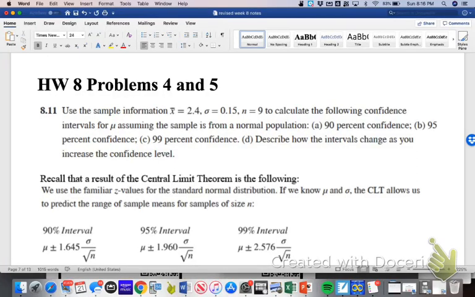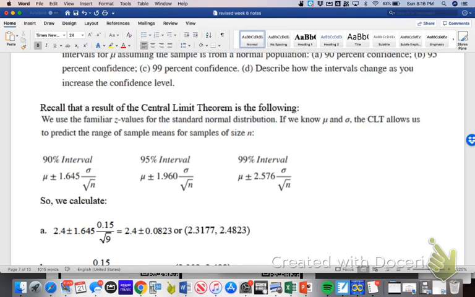Okay, problems 4 and 5 are going to look pretty familiar because they're very closely related to problem number 3. We're going to use those same familiar z-scores, and again, I got these straight out of the book. So the 90% z-score that you're going to need is this one, 95% z-score, 99% z-score, and you're going to use that same formula that we used before.